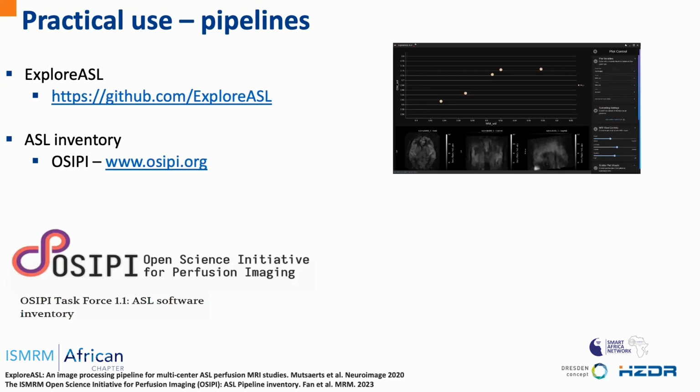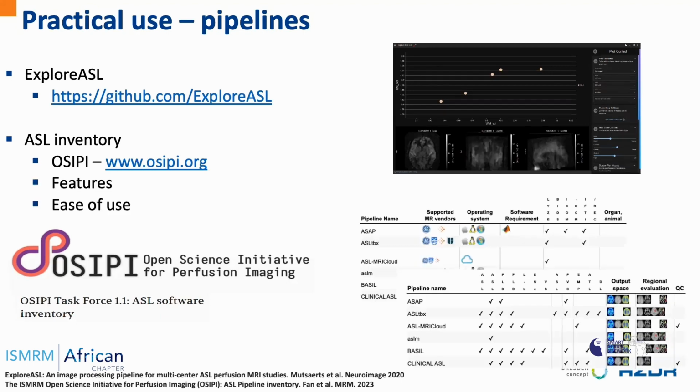If you're not happy with just this one choice, then you can consult the ASL inventory available through the OSIPI, Open Science Initiative for Perfusion Imaging. And here we offer a list of all available ASL pipelines. We provide an overview of features of all these pipelines, and we have also tested a selected group of publicly available pipelines to assess how easy they are to use for beginners or for hardcore programmers.